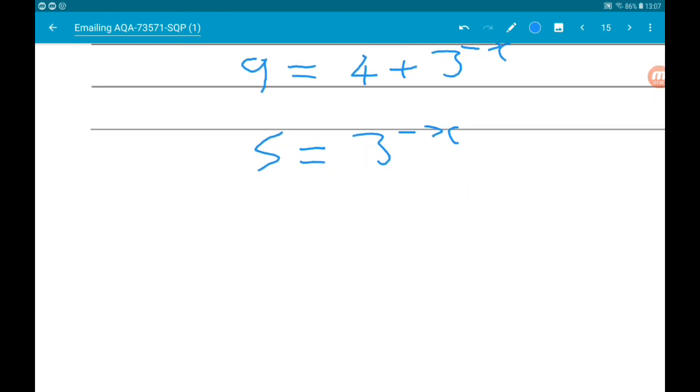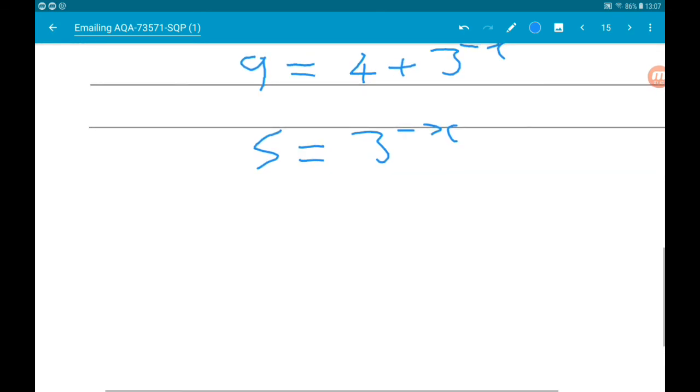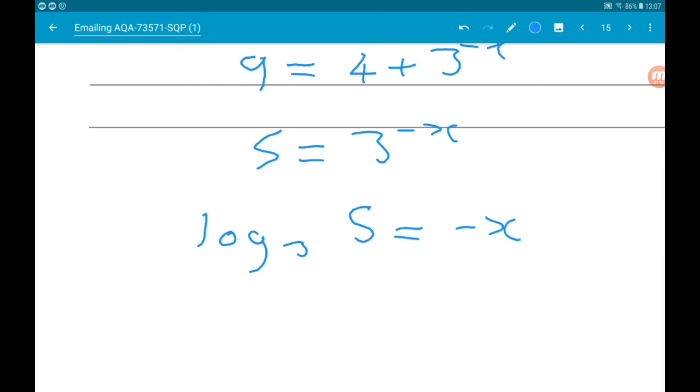Now again we need to take the log on both sides, and again it's log base 3. So we get log base 3 of 5 is equal to minus x. Therefore, x is equal to minus log base 3 of 5. Good times. Question done.